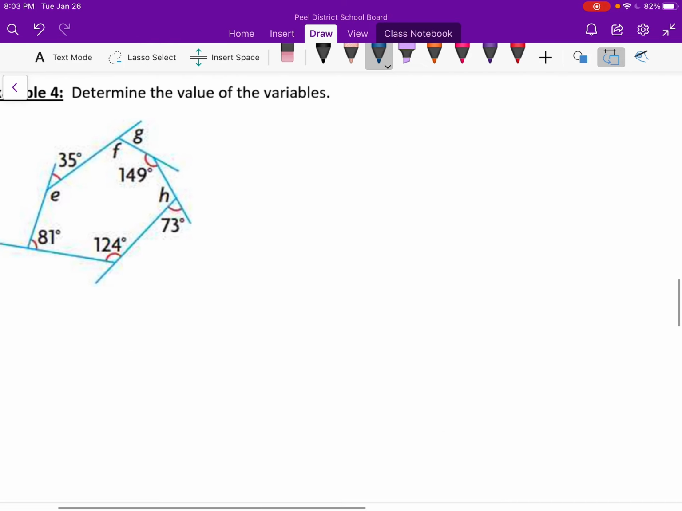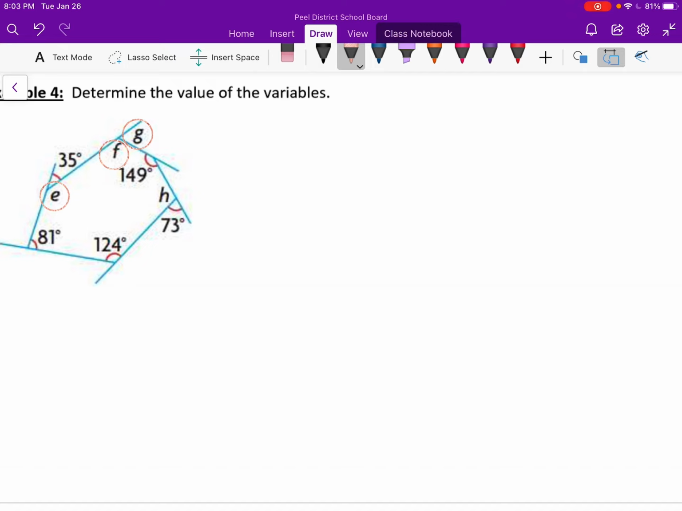So it says determine the value of the variable. So I want to find G over here, and I want to find E over here, and I want to find F over here. Now, how I approach these kinds of problems is I frankly do not have enough information to find G or F right now. Because they're both supplementary angles, I don't have enough information to find them.